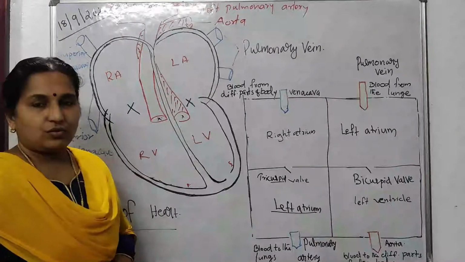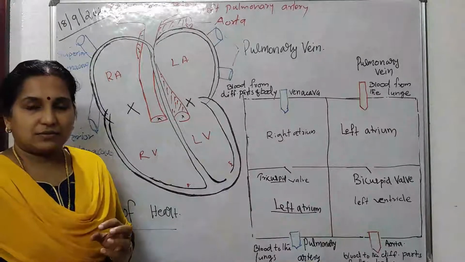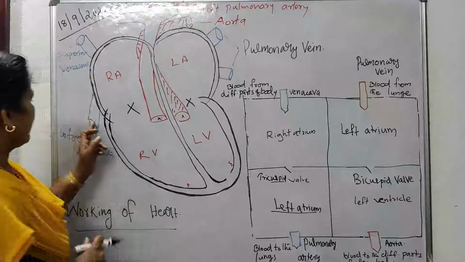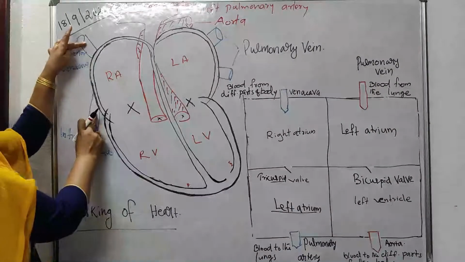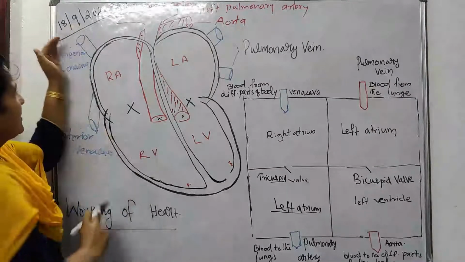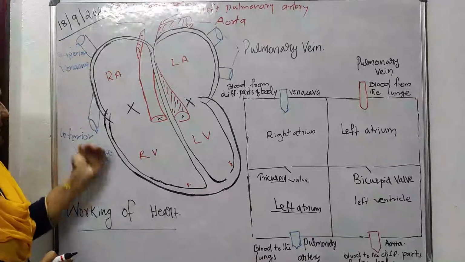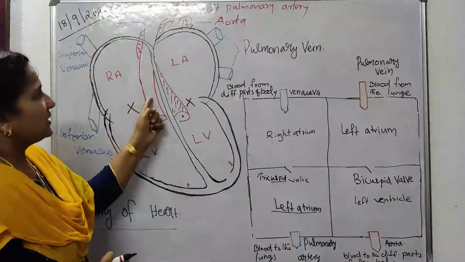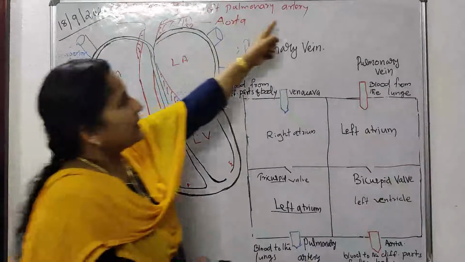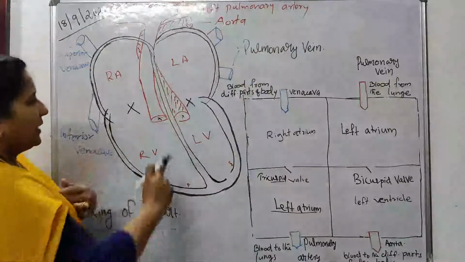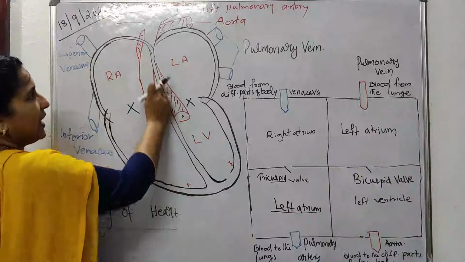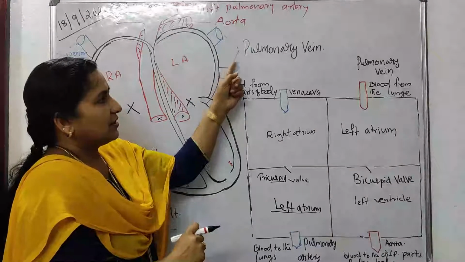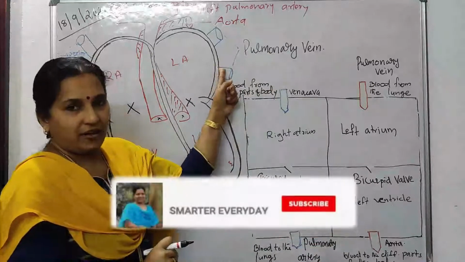Then we should know what are the blood vessels which are present in the heart. See, here you can see these are known as vena cava. This is the superior vena cava, this is the inferior vena cava. Then this blood vessel is known as pulmonary artery. And here you can see this is aorta. And this blood vessel is known as pulmonary vein.